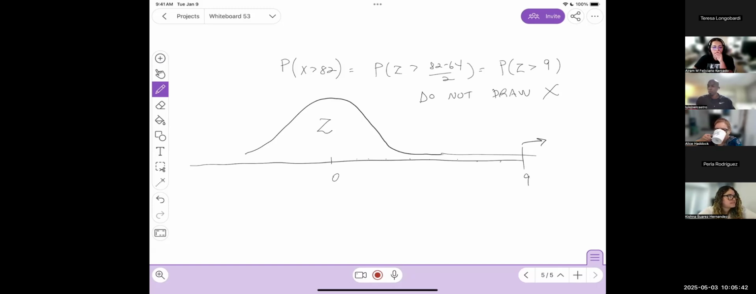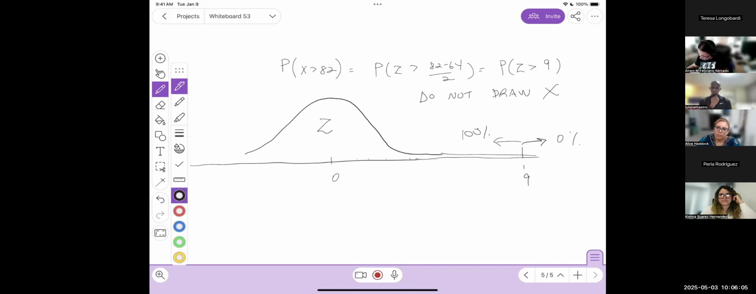So this is 9, and there's nothing here. There should be nothing here. I've shown it with some area, but really it should be very close to 0. So if it was less than 9, then that would be 1, 100%. And this is 0%. There's nothing there. Even though I'm drawing it, I'm not able to cut it off. It should be nothing there.